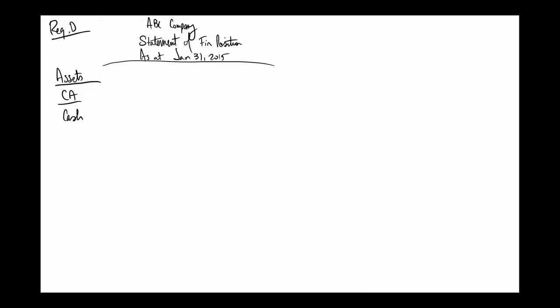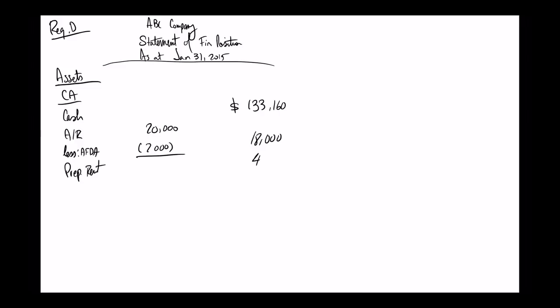So we have cash for $133,160. We then put in our accounts receivable less AFDA. So our AR was $20,000, less our allowance for doubtful accounts of $2,000, which gives us a net amount of $1,800. We then have our prepaid rent, and we only have $4,000 left because we used up $2,000 this month. And we have our two inventories. We have our PC inventory, and we have our printer inventory. So our computer inventory is $15,000, and our printer inventory is $4,500. And that gives us our total current assets of $174,660.